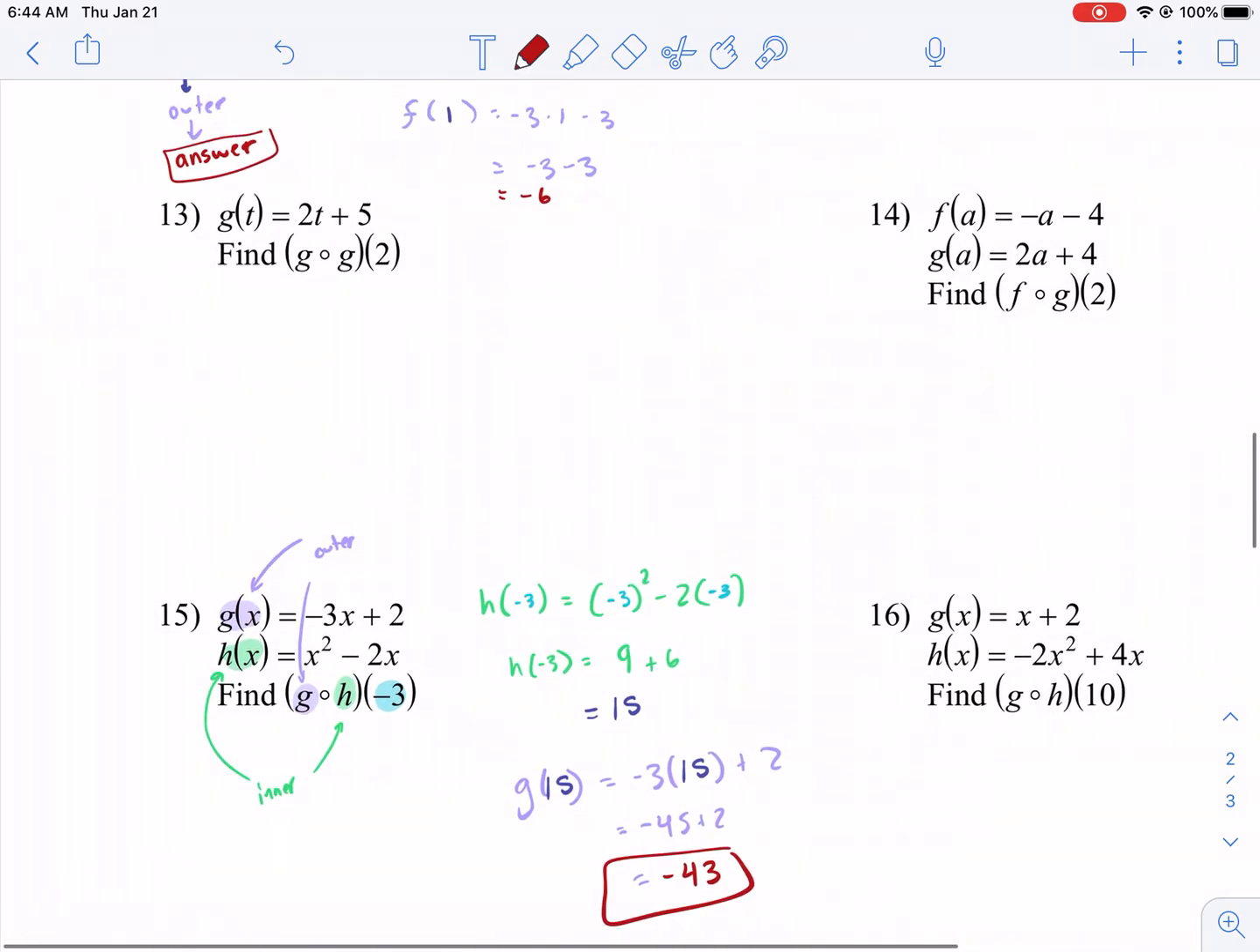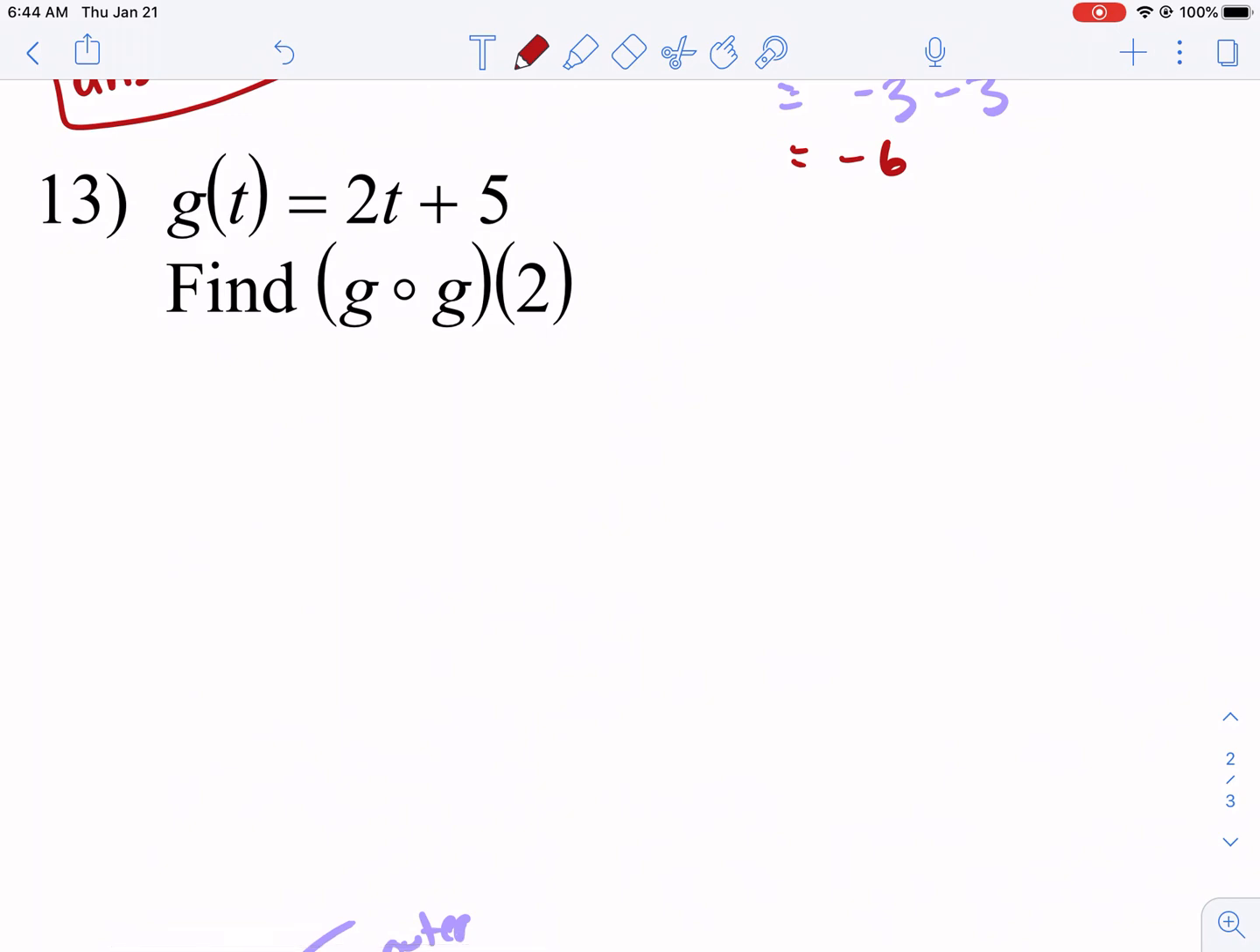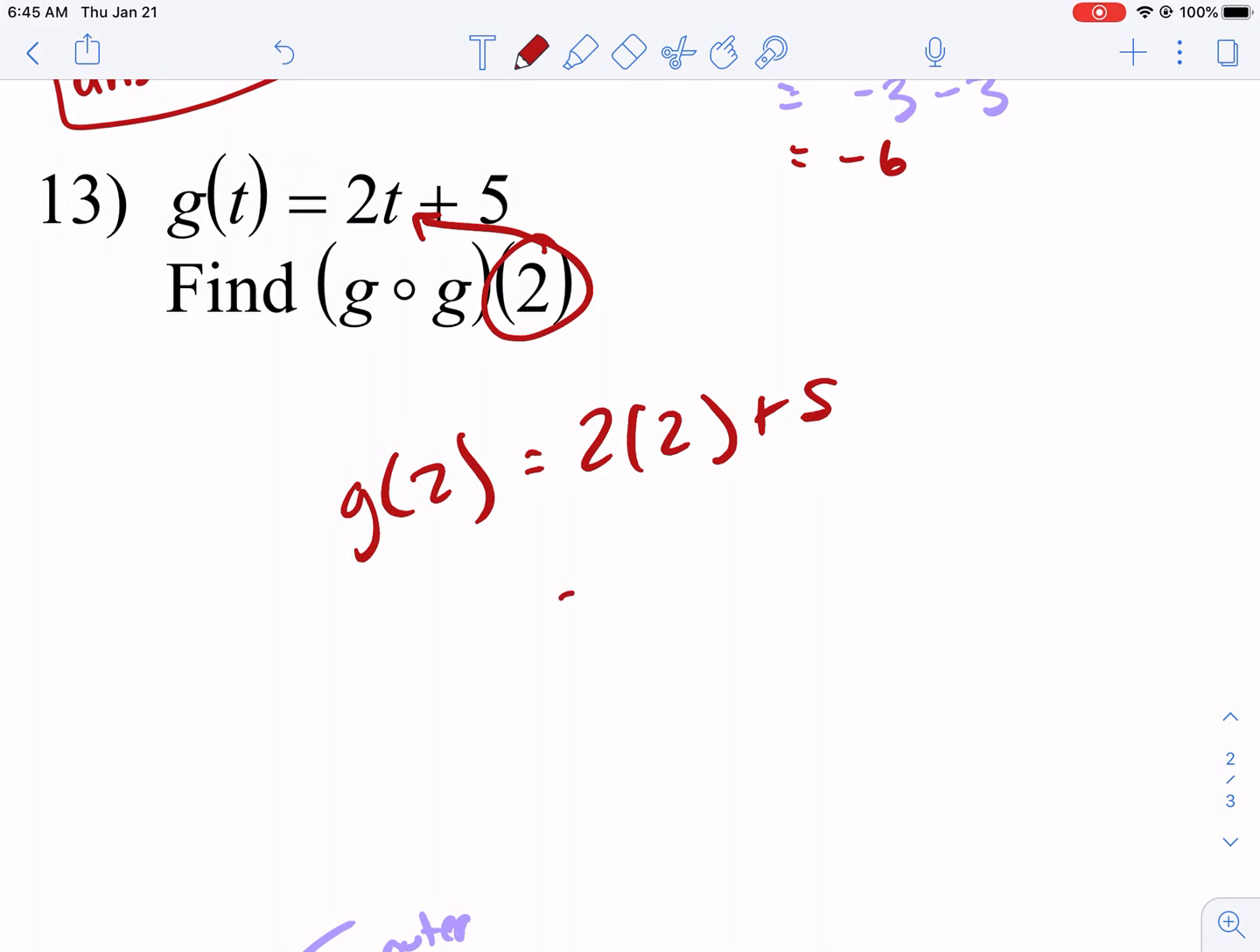Now, something real quick in case you're wondering, g of g, what we're going to do is you're going to input 2 in for t. So you get 2 times 2 plus 5, that's g of 2. Okay, this would be our first step. We get 4 plus 5, 9.